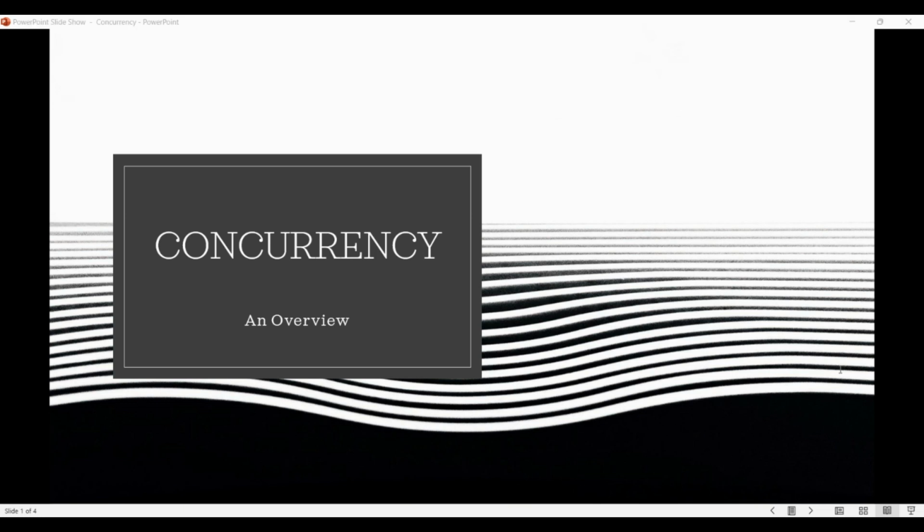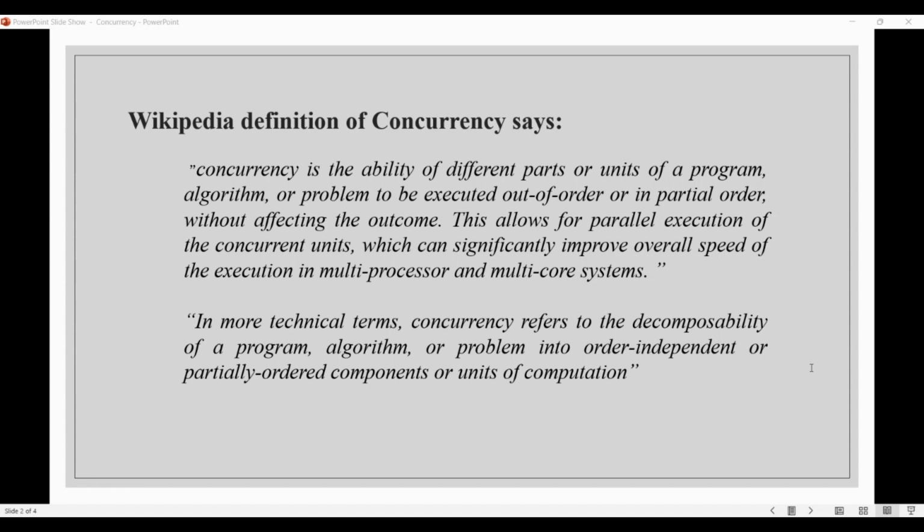Let's talk about concurrency, the ability of a system or program to handle multiple tasks simultaneously, which is one of the essential aspects of modern computing. The Wikipedia definition of concurrency says concurrency is the ability of different parts or units of a program, algorithm, or problem to be executed out of order or in partial order without affecting the outcome.